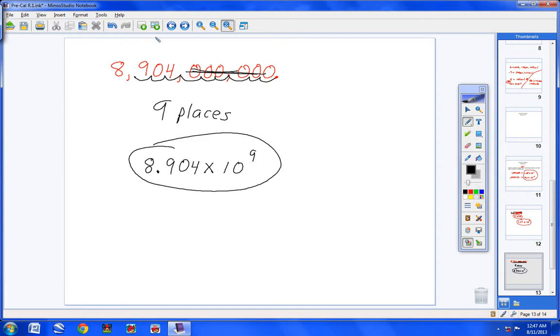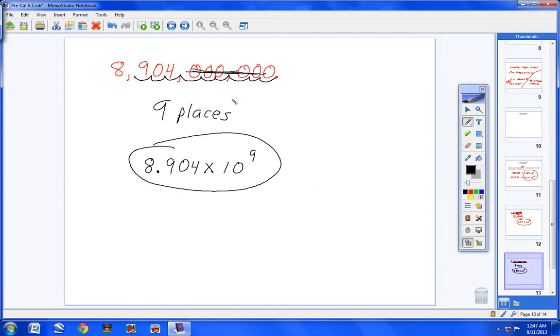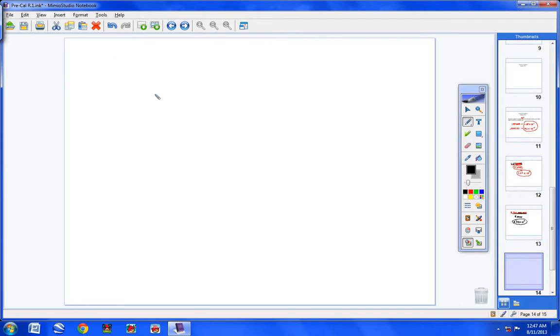Okay? But notice these last numbers. This number here was a really big number, 1 million. This number here was 8 billion. What if I gave you a number like this and I asked you to write this in scientific notation? Now, this is a real small number. I think we'd all agree with that. 0.000092. Okay? Now, I've taught you to move the decimal until there's one digit to the left of the decimal.